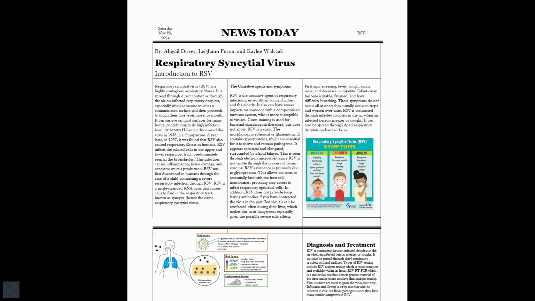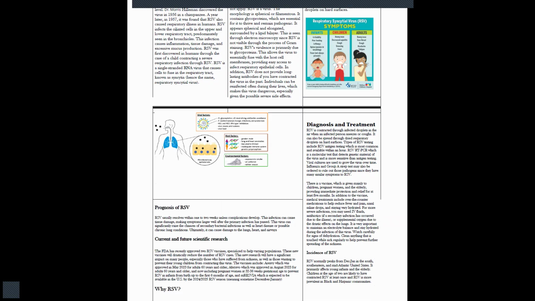First signs of this virus are sneezing, fever, cough, runny nose, and decrease in appetite. Infants may become irritable, fatigued, and have difficulty breathing as well. These symptoms do not occur all at once. They usually occur in steps and worsen over time. RSV is contracted through infected droplets in the air when an infected person sneezes or coughs. It can also be spread through dried respiratory droplets on hard surfaces.